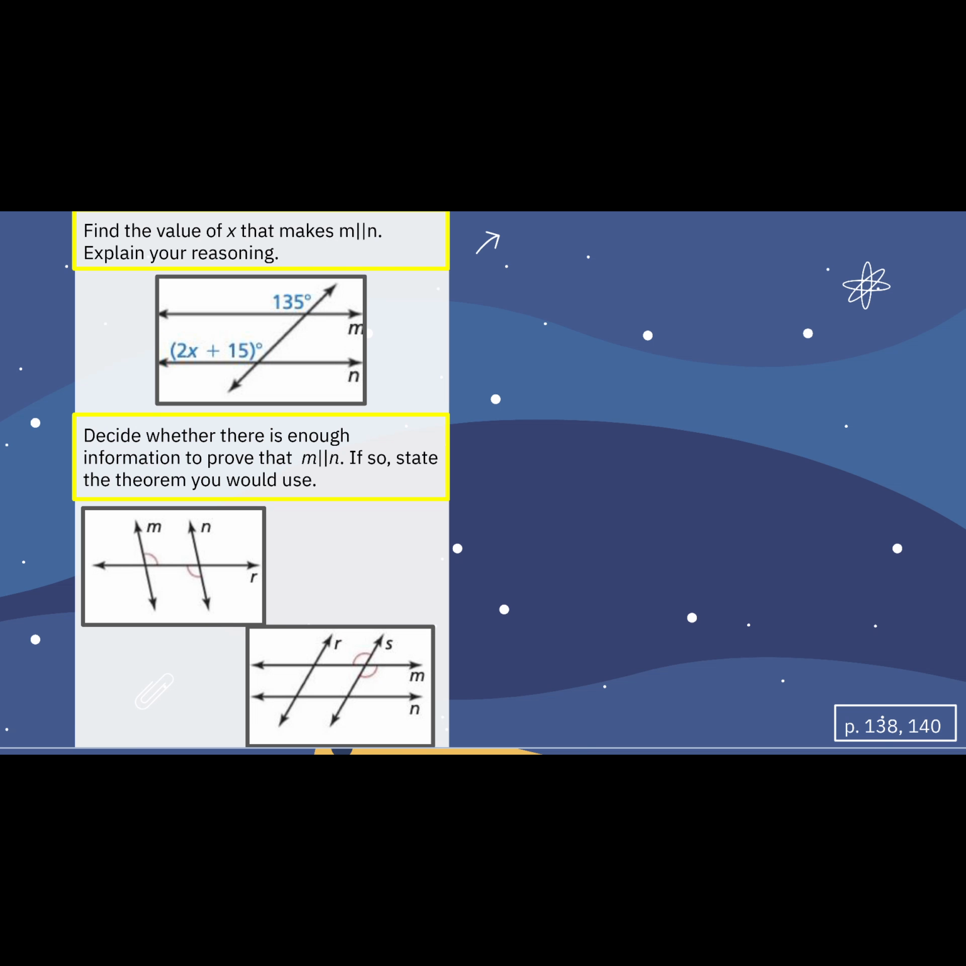So, what relationship do these guys have? I'll just circle it in white. But do 135 and 2x plus 15. What relationship do they have? They're corresponding. So what does that mean? They're the same. They're congruent.